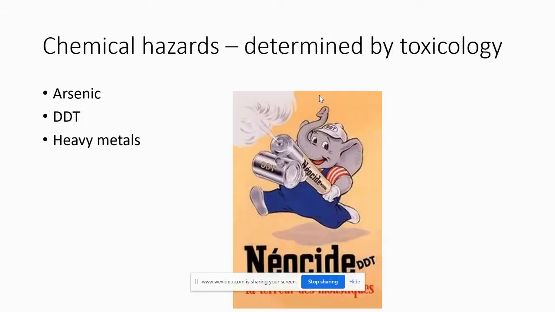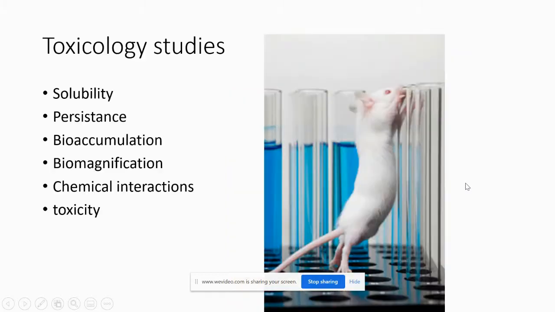Chemical hazards are determined by toxicology. And we've got great examples. We've got heavy metals like arsenic, and we also have DDT. DDT, as we talked about earlier, is a great way to reduce your risk of malaria in areas at high risk for malaria. It comes with major environmental problems. This, by the way, is a creepy "DDT is great for you" sign from France.